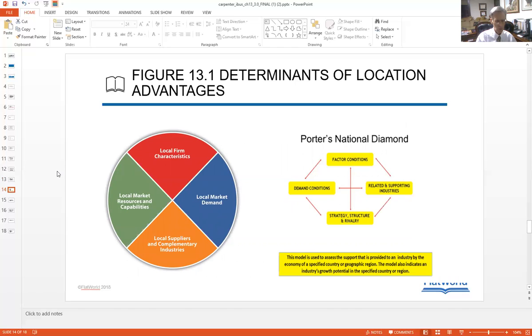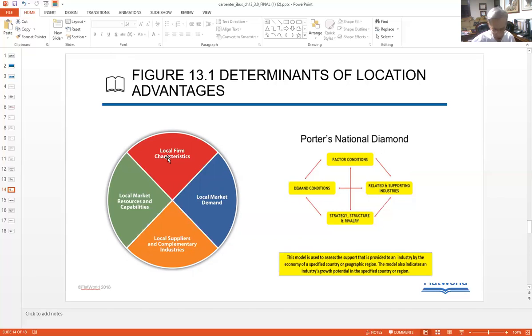Here's a diagram, the one on the left, that is in your book. There is a brief reference to Porter's National Diamond, but it's this kind of thing that makes me a little bit nervous. It would have been much easier simply to get permission from Porter's publisher to put Porter's diagram here, which is much more explicit. So let's see if we can equate these.